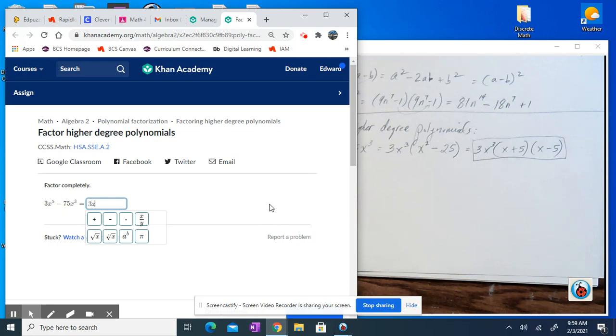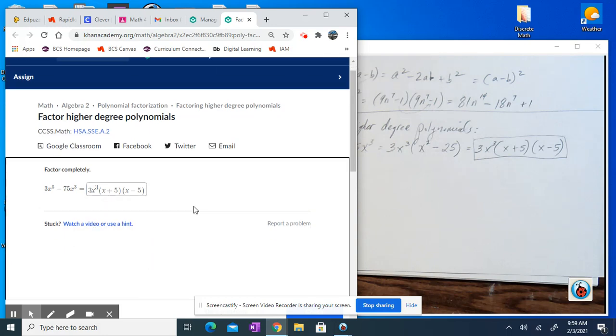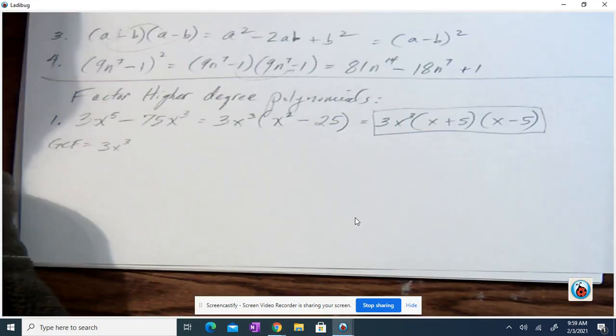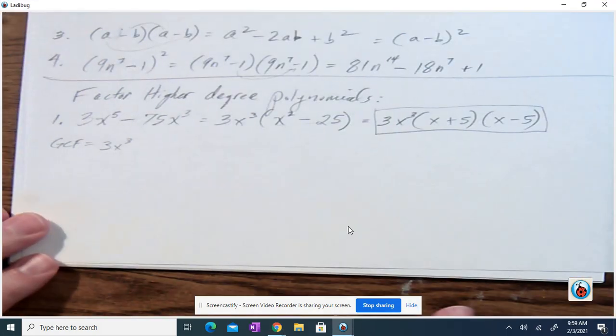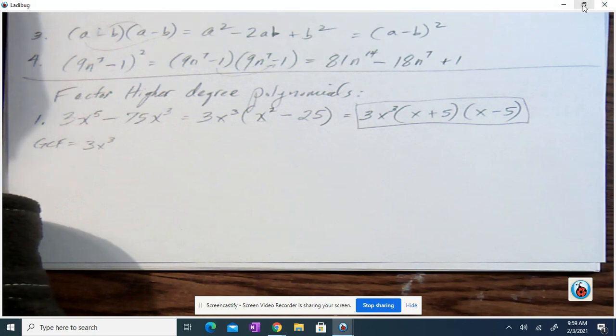So 3x cubed times x plus 5 times x minus 5. All right, that works. That is bigger if you need to copy that down. Okay, let's look at another one.